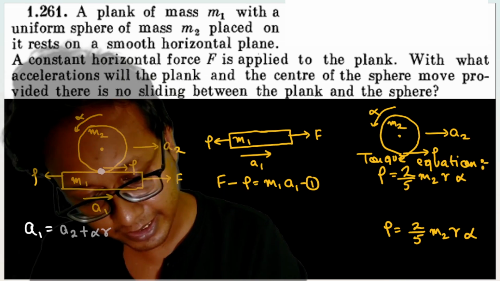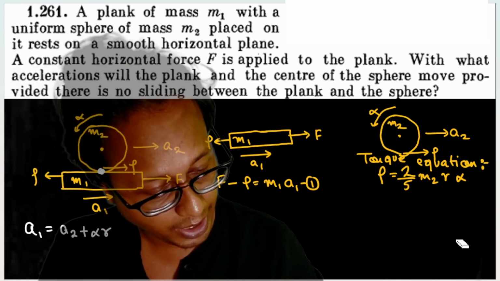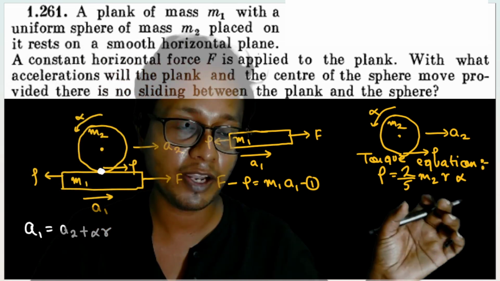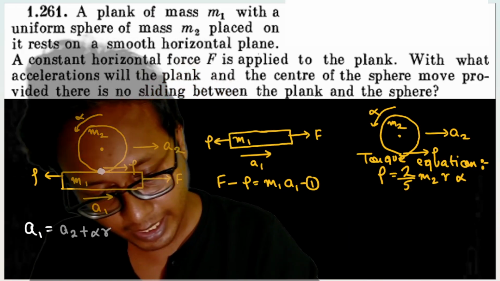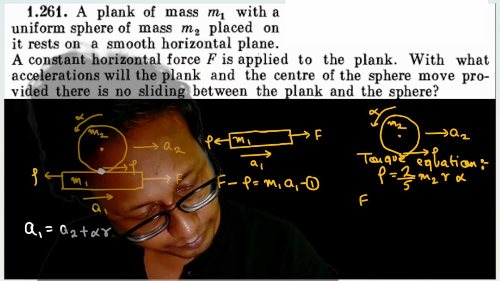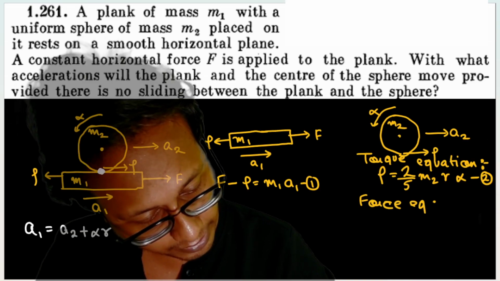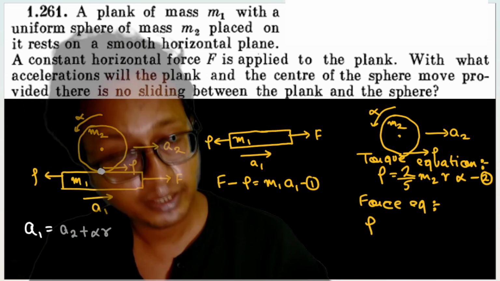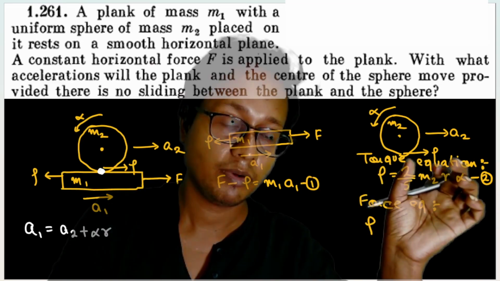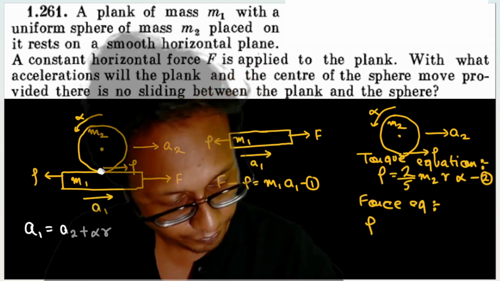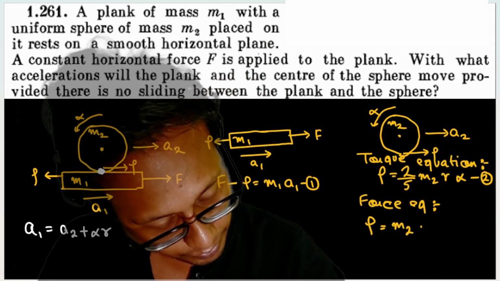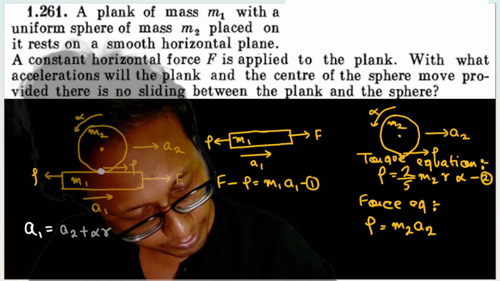Just rewind back 5 seconds and see how I wrote the equation here. Torque is equal to I into alpha, but I is equal to 2 by 5 m2 r square. And if I write the force equation out here, this is my equation number 3. My force equation would be nothing but friction force is equal to m2 a2. This is my equation number 3.